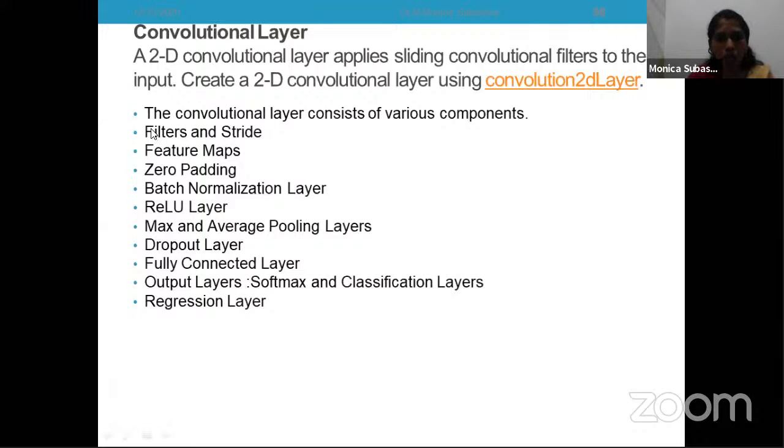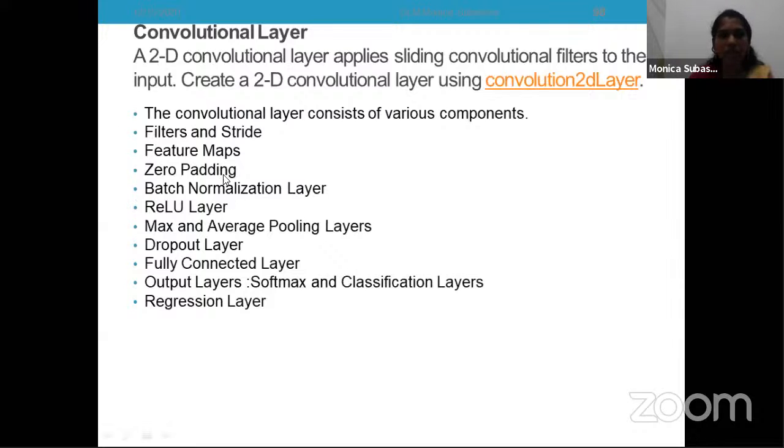Then application of the filter with the help of striding. Striding is a technique which helps in finding the product of input and the weight. Then feature maps. The most important features would be clubbed up or summed up as feature maps. Then coming to zero padding.